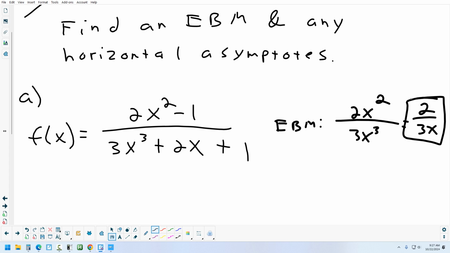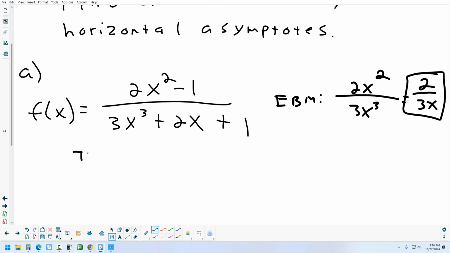So now, what do you do with that? Well, the EBM is a simpler way to get the horizontal asymptote. We had a problem in the homework last night where we had to use long division to figure out the asymptote. You still have to do long division if you want to know the transformations. Okay, there's no real shortcut with that. But if all you want to know is the horizontal asymptote, you don't have to do long division. Okay, there's an easier way.